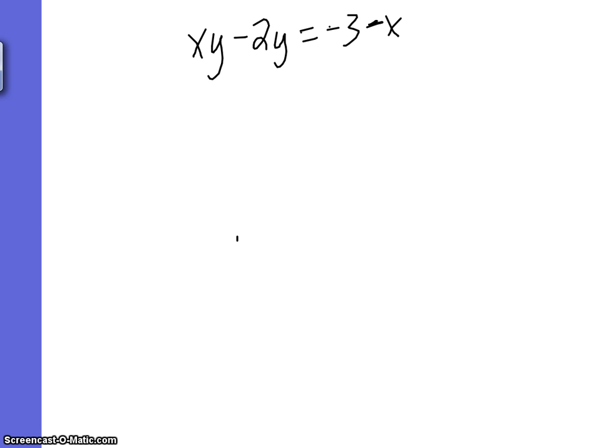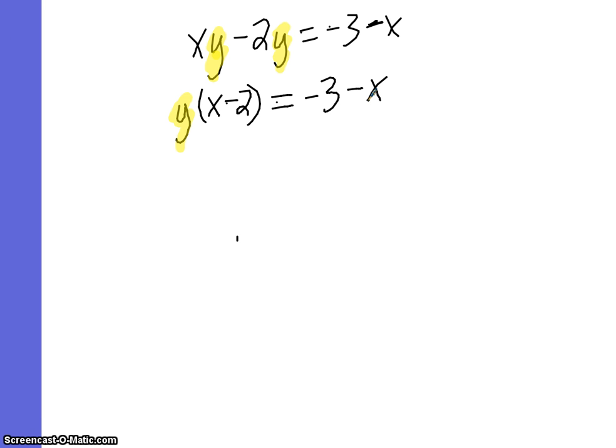At this point, I can kind of tell something. Over here on this left side, both of these terms have a y. And so what I'm going to do is say that's my greatest common factor, and I'm going to take it out. So I'm going to take my y out here, and what I'm left with on the inside is the x minus 2 is equal to negative 3 minus x. So I've got y multiplied with x minus 2 is equal to negative 3 minus x.